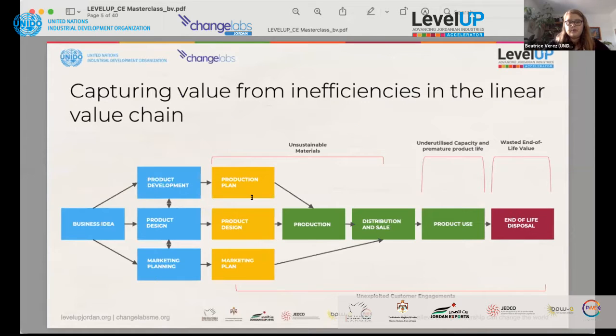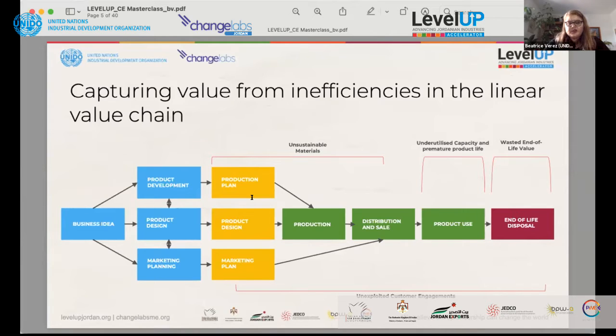So in terms of what circular economy is, essentially it's about capturing inefficiencies in the value chain. The diagram on your screen right now is the typical process of going from a business idea to how you create and design your product, then producing it, distribution and sales, then how your customer uses it, and then what happens at the end of its life, which is effectively disposal in a linear economy.